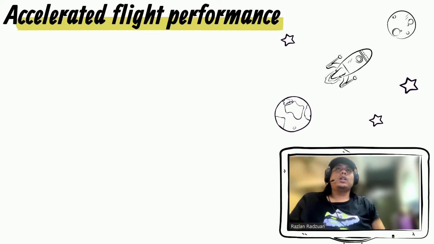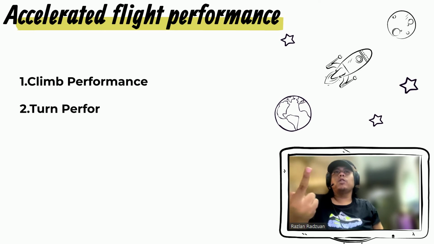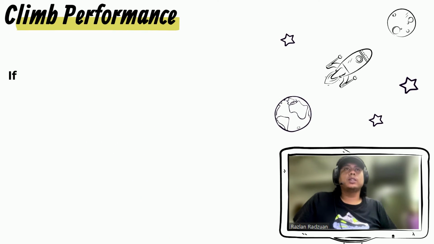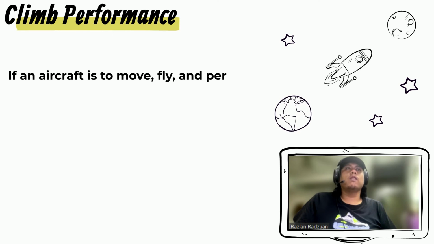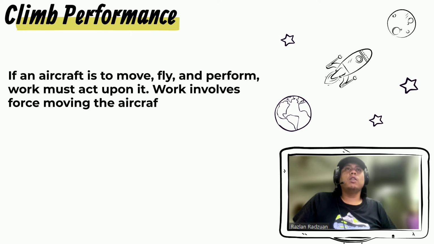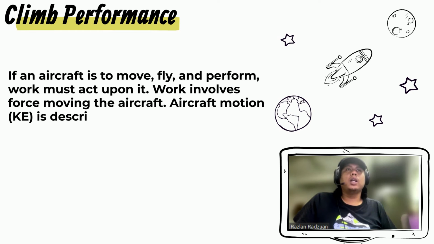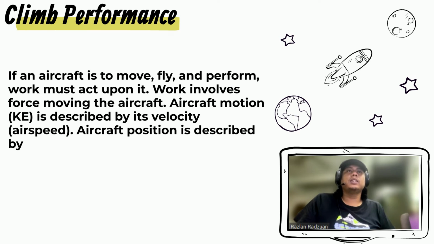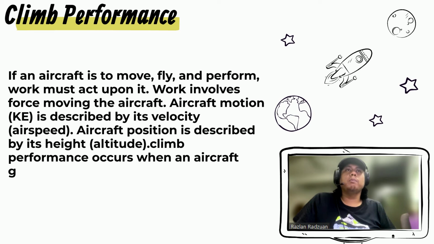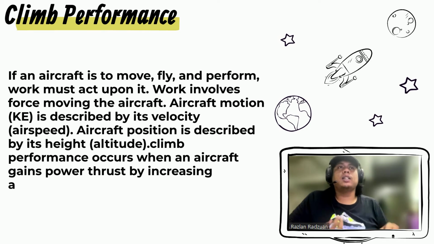The next part is about accelerated flight performance. For this part, we have climb performance, turn performance, takeoff performance, and the last one is landing performance. For the climb performance, if an aircraft is to move, fly, and perform, work must be done upon it. Work is involved in the climbing of the aircraft. Aircraft motion is described by its velocity, and aircraft position is described by its height. Climb performance occurs when an aircraft gains power and thrust by increasing altitude.